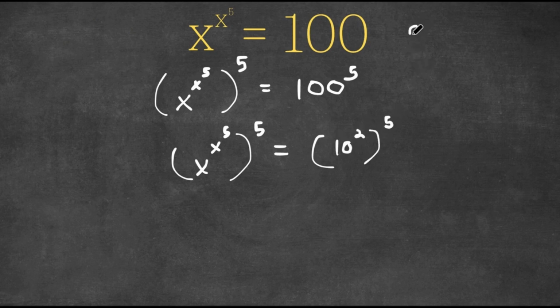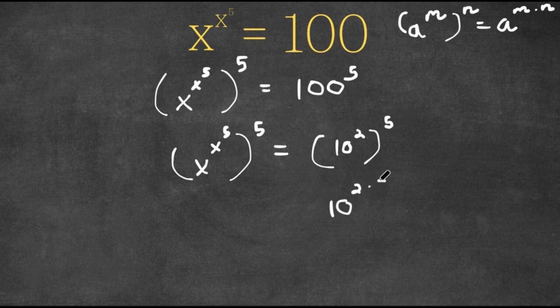Now, if I have something in the form a to the power of m to the power of n, this is equal to a to the power of m times n. So 10 to the power of 2 to the power of 5 is going to equal 10 to the power of 2 times 5. And 2 times 5 is simply 10, so this would equal 10 to the power of 10.